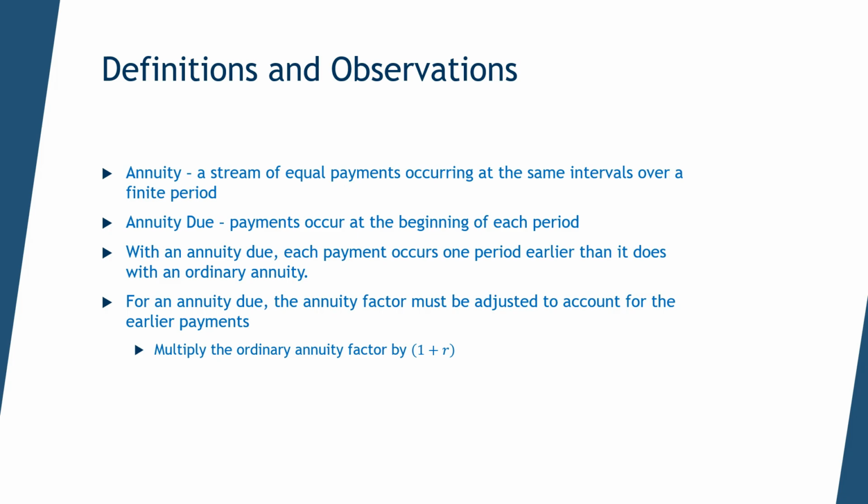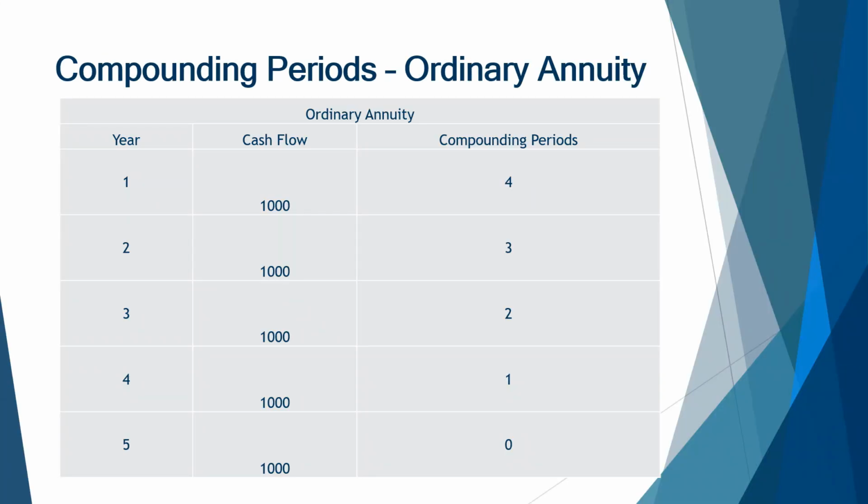And all we're going to do is take the annuity factor from an ordinary annuity and multiply that by 1 plus R. That is our adjustment for the fact that we have an extra compounding period.